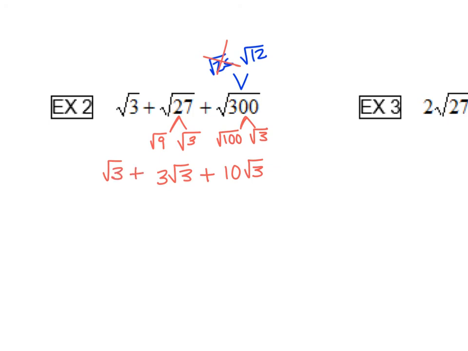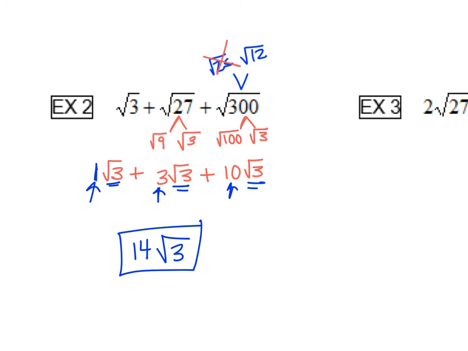And now we have like terms. Here we have a 1 square root of 3 plus 3 square roots of 3 plus 10 square roots of 3. So my answer is going to have that square root of 3, and how many do we have? 1 plus 3 is 4, plus 10 is 14. 14 square roots of 3.